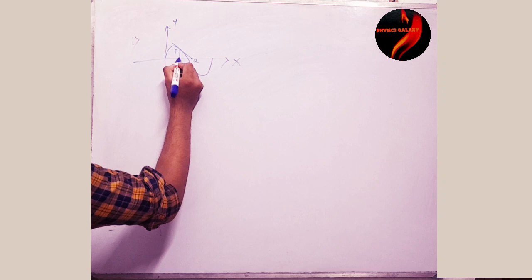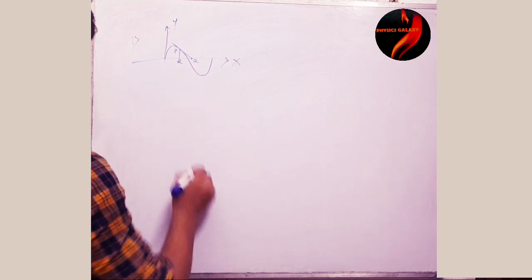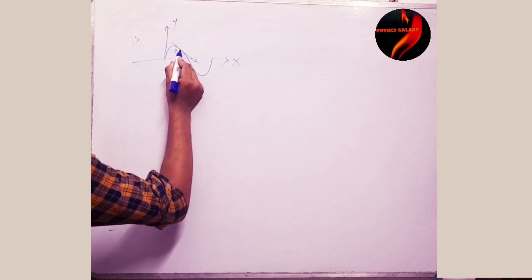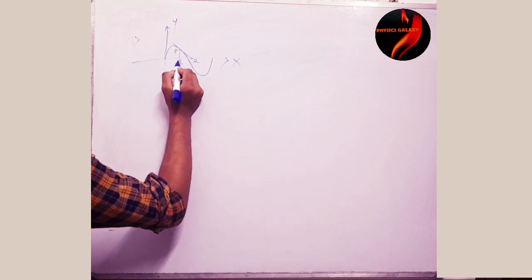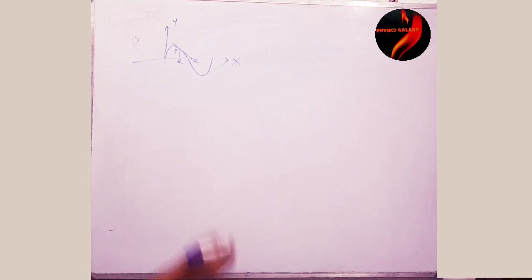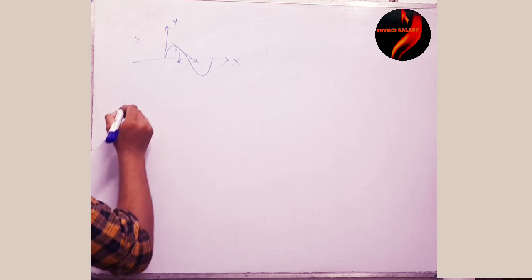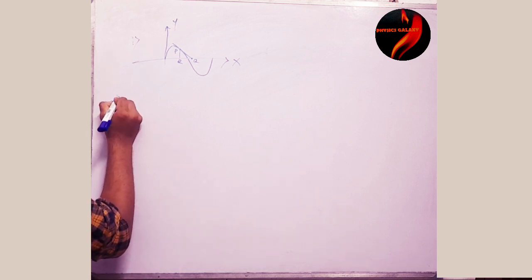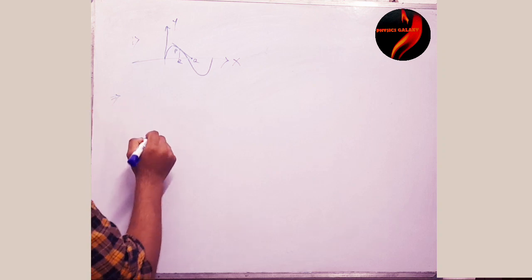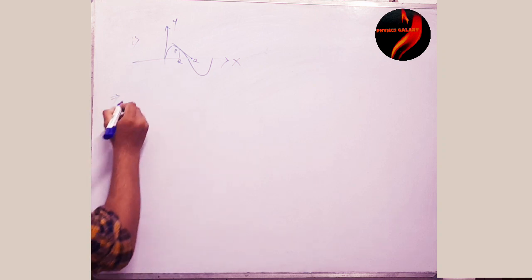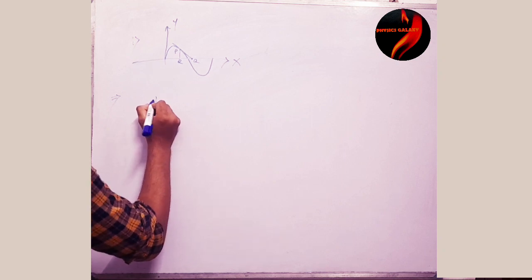And let's say this point is R, and then they asked me what is the nature of the curve if the area of this triangle PQR is constant. Then I started the calculations.